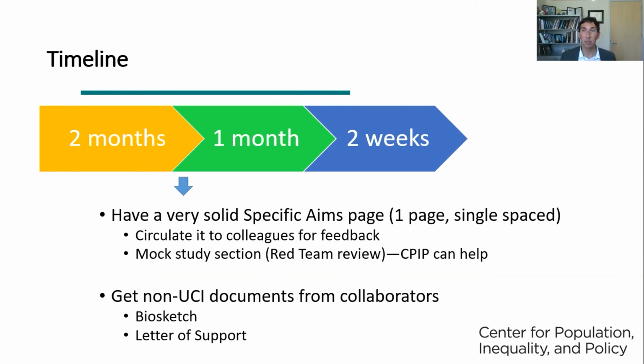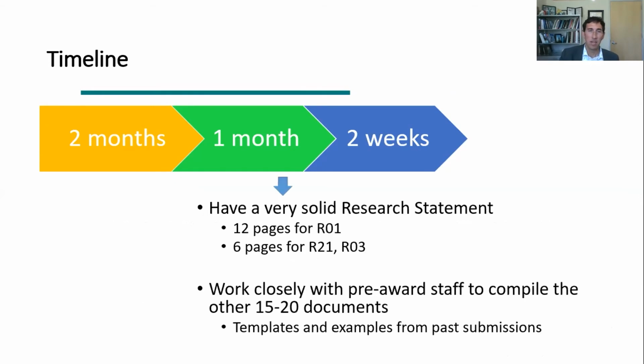We pay outside reviewers who are formally on study section to check if your specific aims are solid. Okay, we can also at that point get non-UCI documents from collaborators to help fill out your application. When you're around 3 weeks away, you want to have a good research statement, a pretty solid draft. I'd say, again, 12 pages for an R01, 6 pages for an R21 or R03.